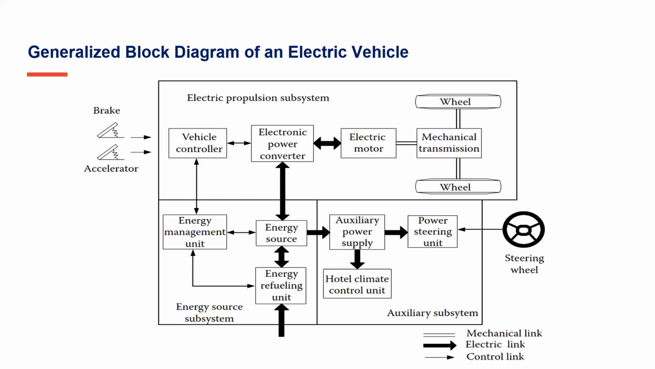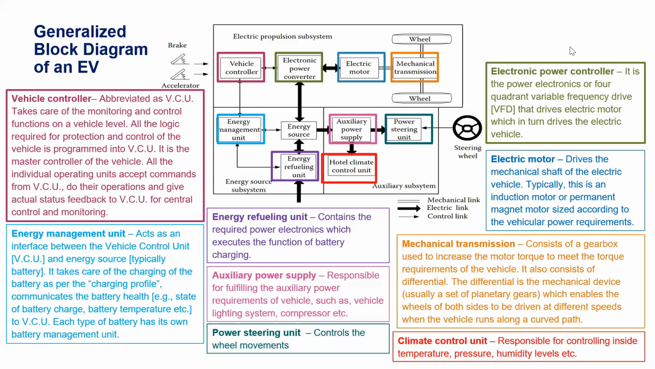Could be a subset of this block diagram, but generally speaking, these are the constituent components of an electric vehicle. And in the next slide, I have tried to add some description with respect to each box to make it more clear. So let us move on to the next slide. So the most important part of the electric vehicle is the vehicle controller. The vehicle controller is also abbreviated as VCU, or sometimes it is also called EVCU, that is electric vehicle control unit.